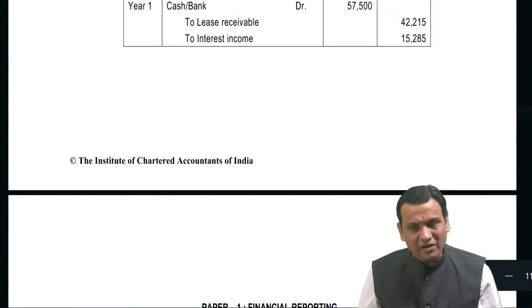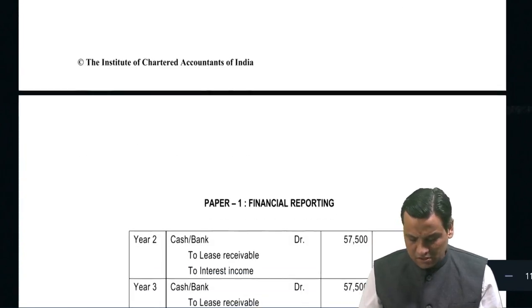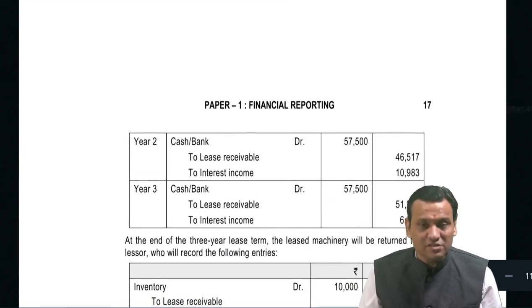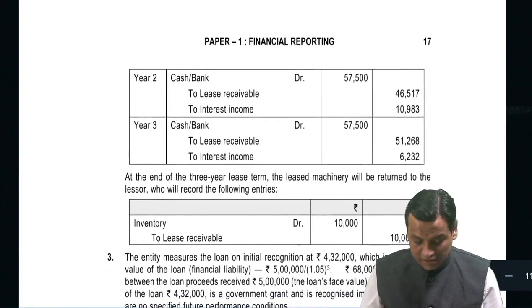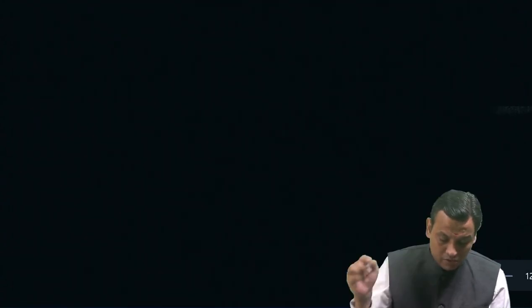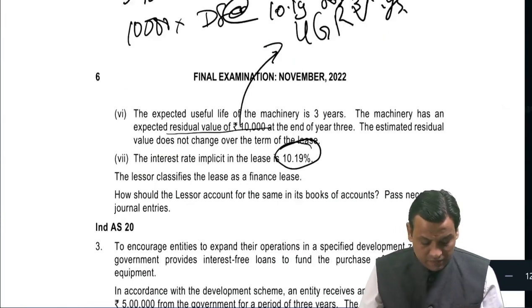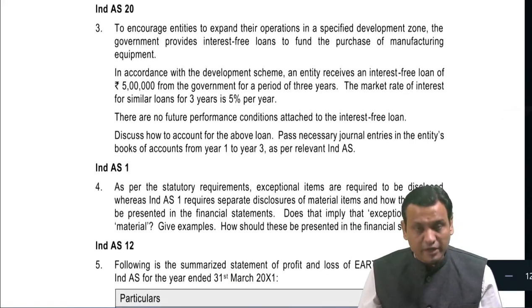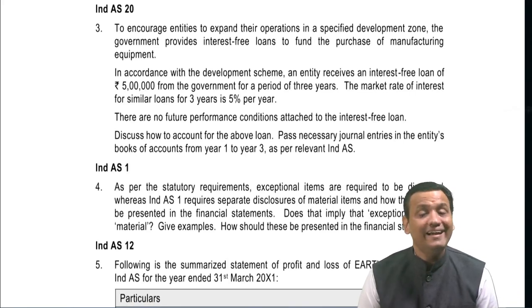So you may just have a glance over it, not that difficult at all, because such type of question has been done by us in the classroom also. Okay friends, now let us jump on to Ind AS 20 question, which is government grant pertaining to interest-free loan.